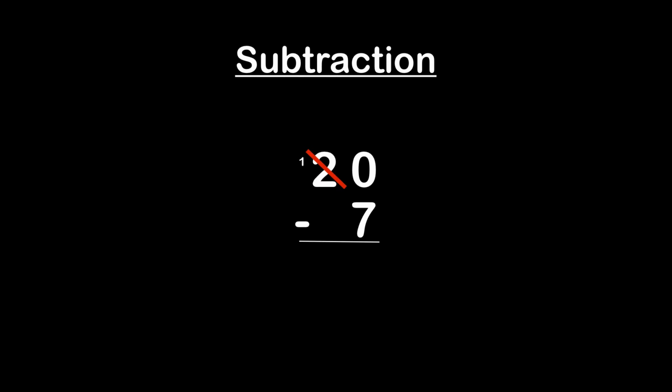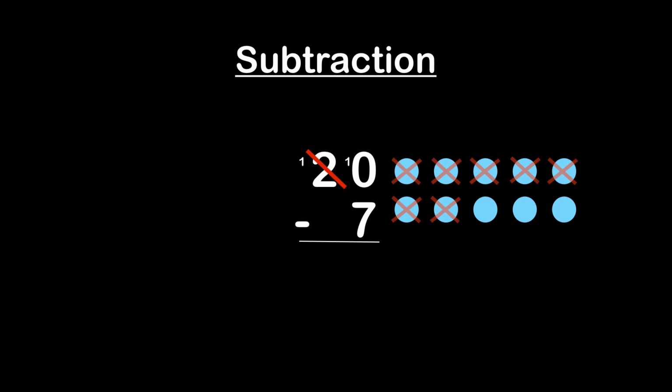If that's a bit confusing, please don't worry. We'll be doing this several times so that you understand exactly what we are doing when we borrow. So now that we borrowed 1 from our 2, we can place that 1 here next to the number in our first column, which is 0, and it becomes a 10. And now we can say 10 minus 7 is going to equal 3.